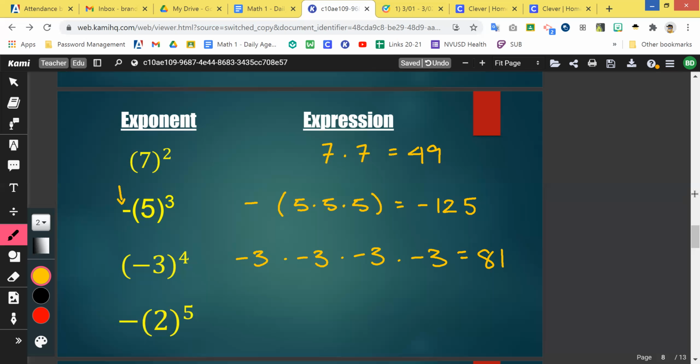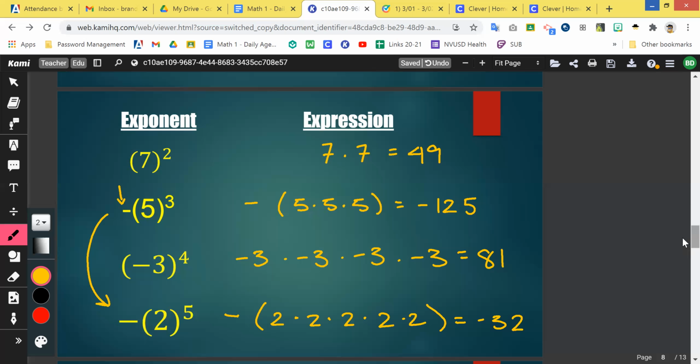The last example is kind of like a repeat of this one up here, just an additional practice. Again, I have a negative on the outside. 2 to the 5th means 2 times 2 times 2 times 2 times 2. So if I'm doing what's in the parentheses first, that would be 32. And then I have the minus sign, which tags along. So the final answer would be negative 32.